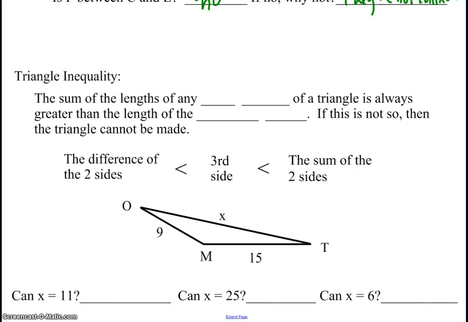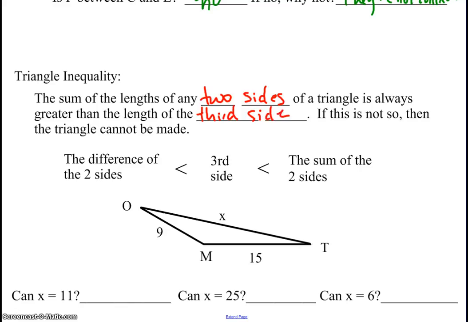Alright, so the triangle inequality: the sum of the lengths of any two sides of a triangle is always greater than the length of the third side.